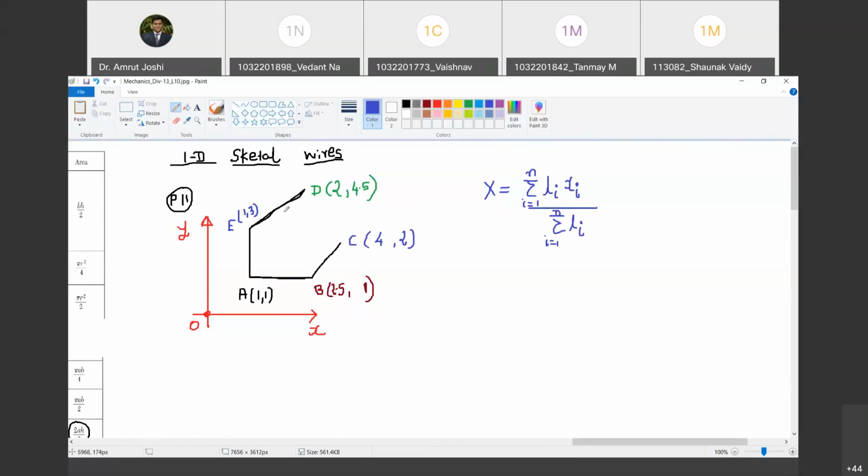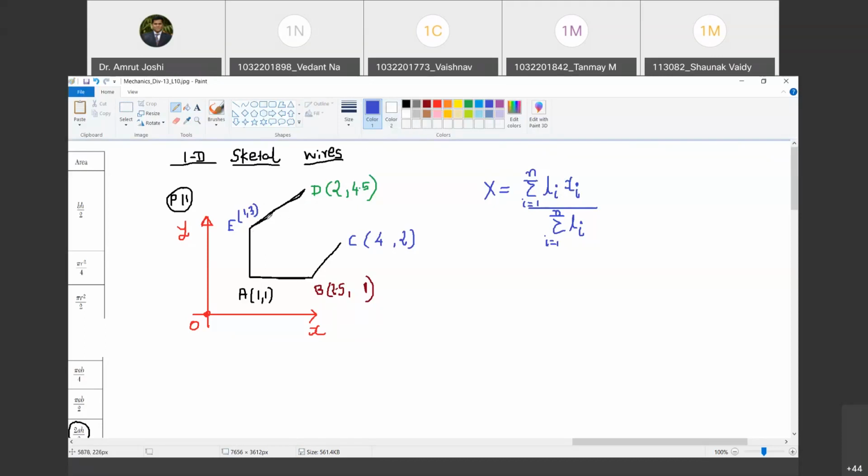तो अब मुझे बताओ इसमें कितने सेगमेंट्स हैं? We have AB, BC, CD, DE and EA. 4 segments... Do you agree with me? Yes, sir. So we are going to have 4 lengths. And we will have to locate their centroids.